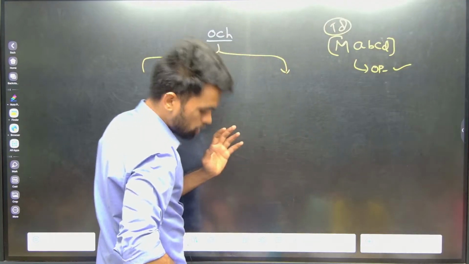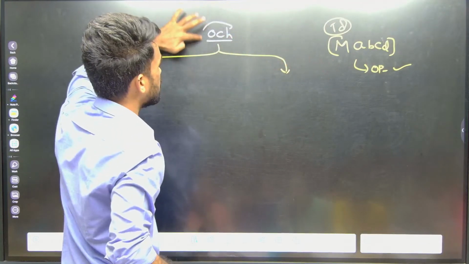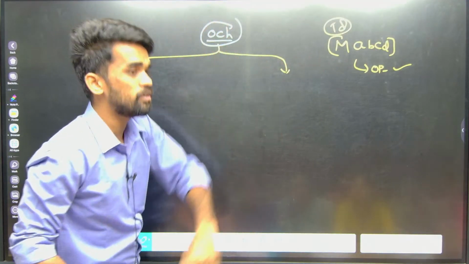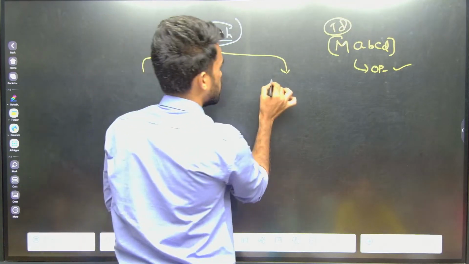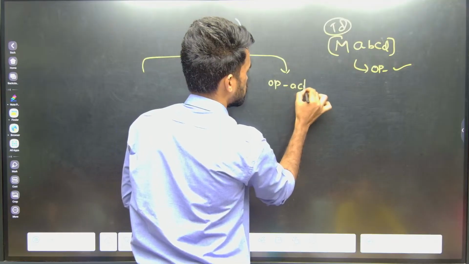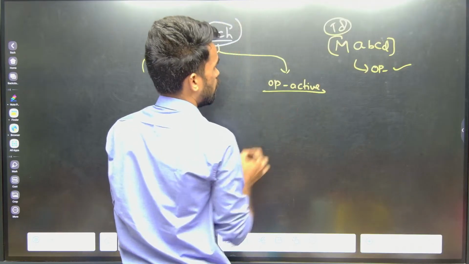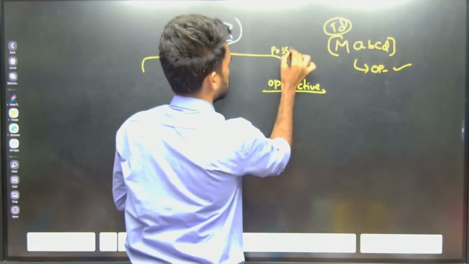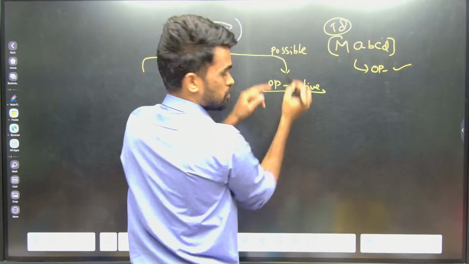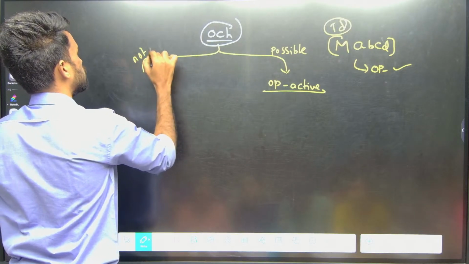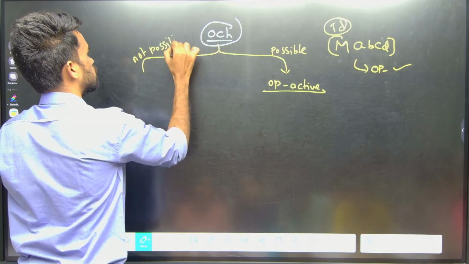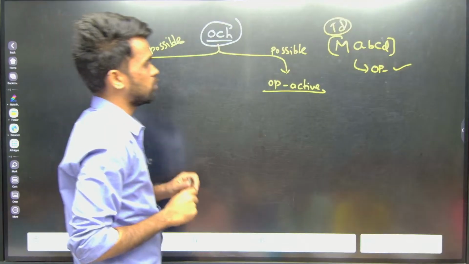Similar to that, in the octahedral case also, if all 4 different ligands are there, that is also optically active. So here I am writing optically active compounds, where optical activity is possible or not possible. Okay, I will give some examples.